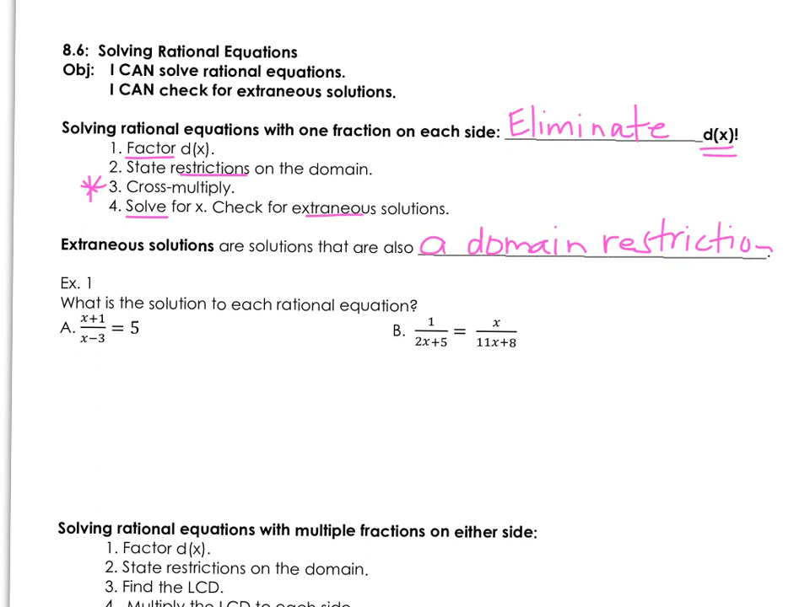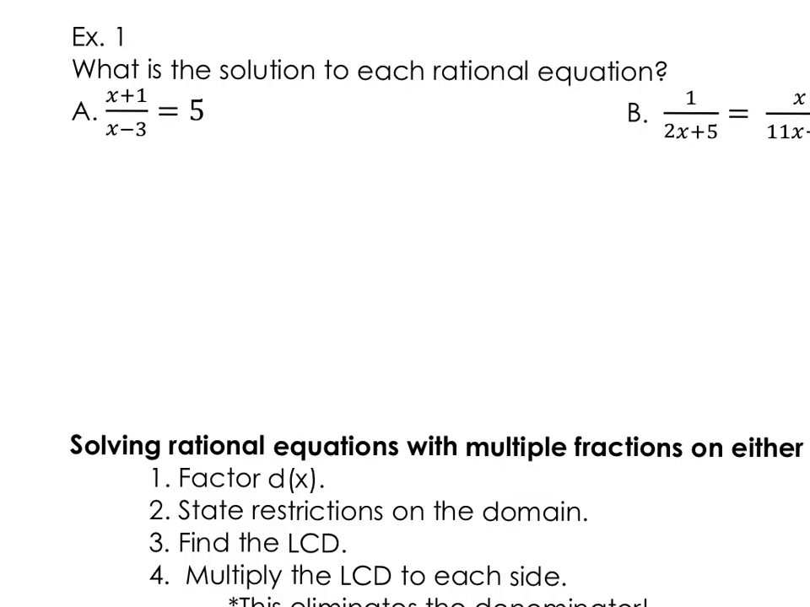All right, let's try a couple of examples with one fraction on each side. For example A, we have (x plus 1) over (x minus 3) equals 5. So the first thing I'm going to do is put parentheses around anything that has addition or subtraction. And on the right side, I'm going to make 5 a fraction as well. I'm just going to put 5 over 1.